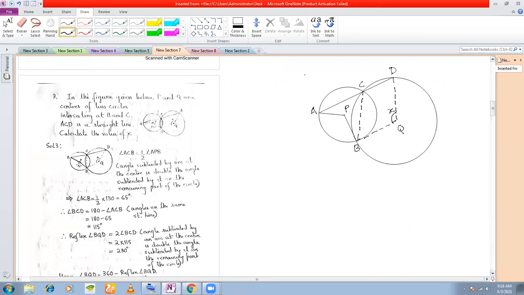In the figure given below, P and Q are centers of the two circles. You see P and Q, they are given to be centers. P is a center, Q is also a center of the two circles intersecting at B and C. These two circles intersect at these two points, B and C, right? ACD is a straight line. So you see ACD there, from the smaller circle to the bigger circle. That line is a straight line. Calculate the value of x. You need to calculate this unknown angle. So how do you calculate?